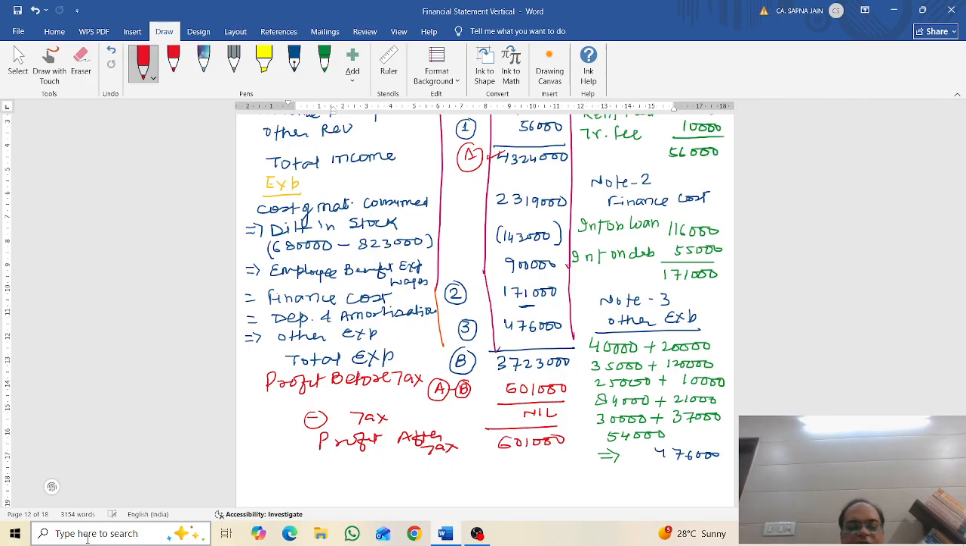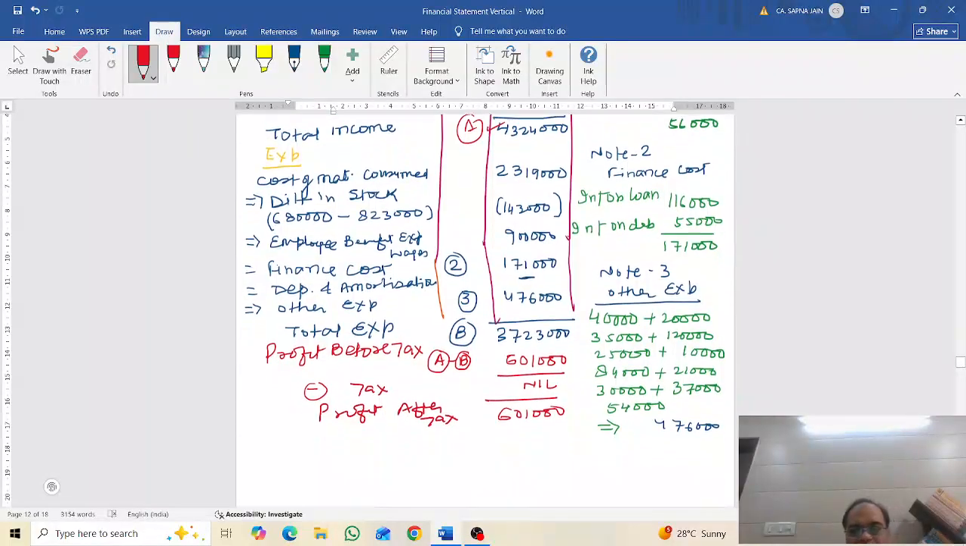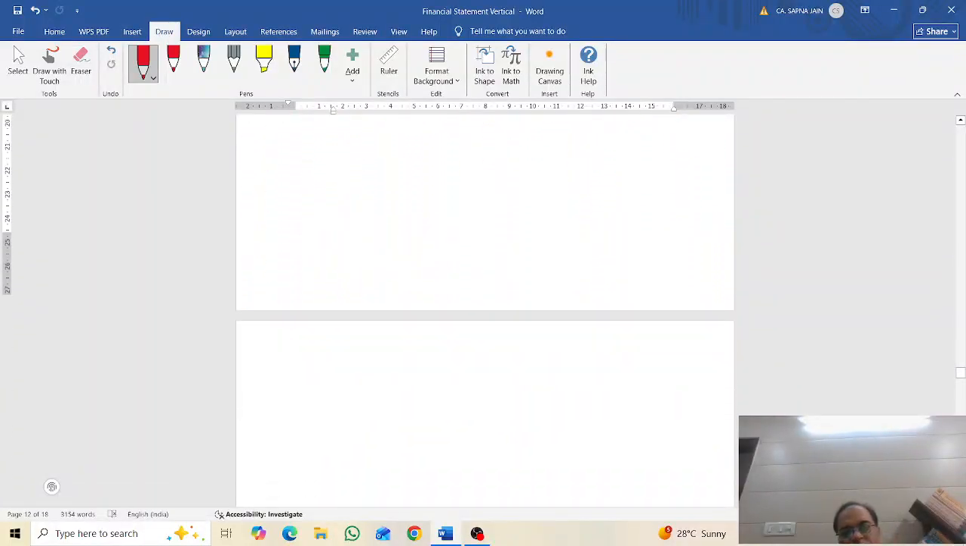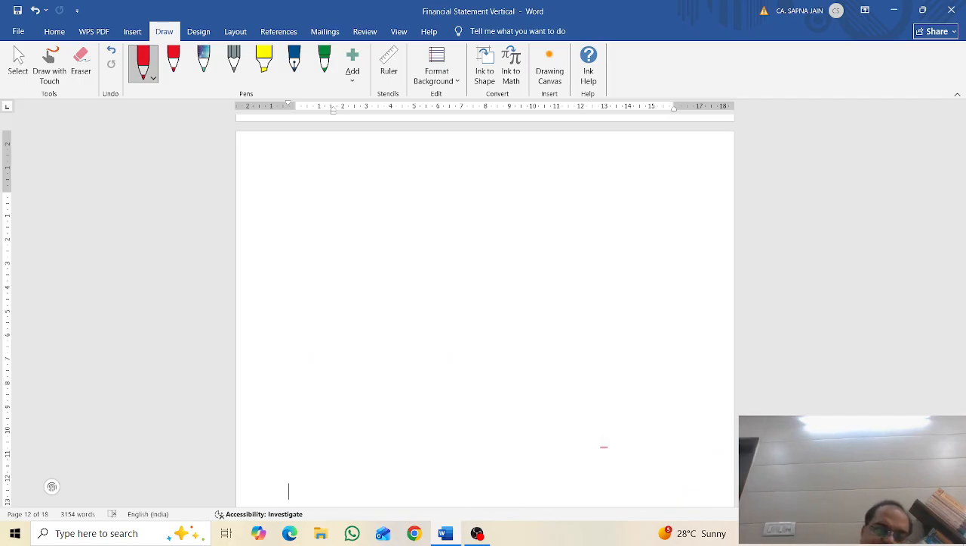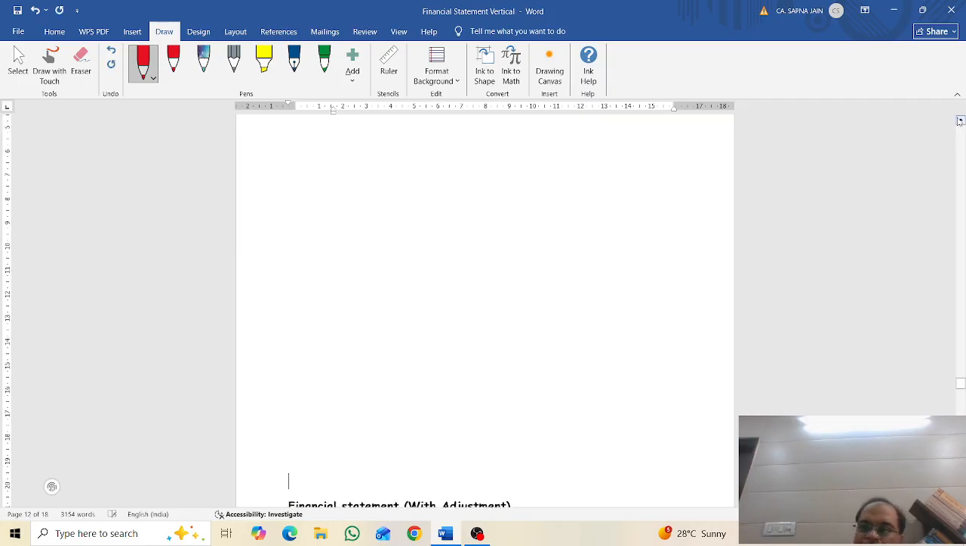This is the statement of profit and loss account. And the profit after tax we will transfer to the balance sheet, liability side, under the heading of reserve and surplus. Now, after preparation of the statement of profit and loss account, prepare the balance sheet.